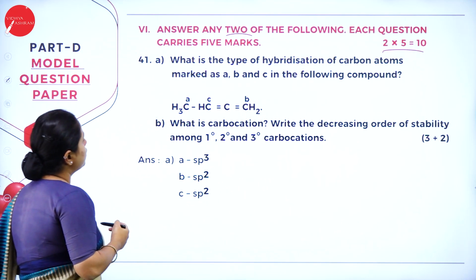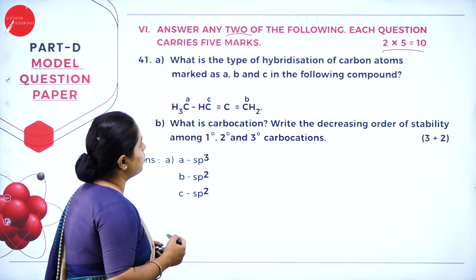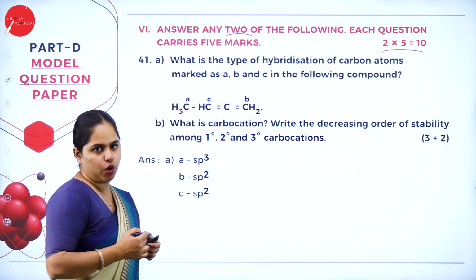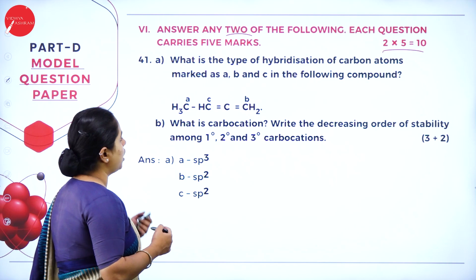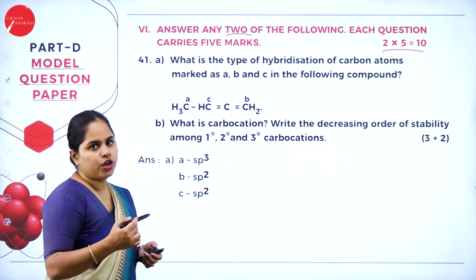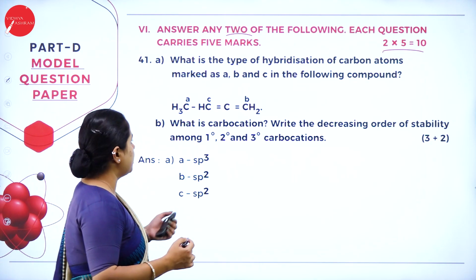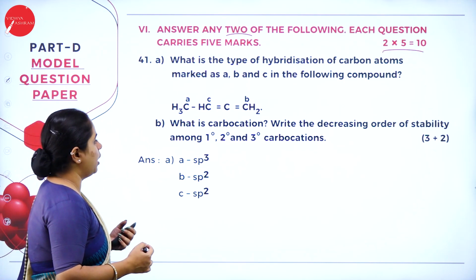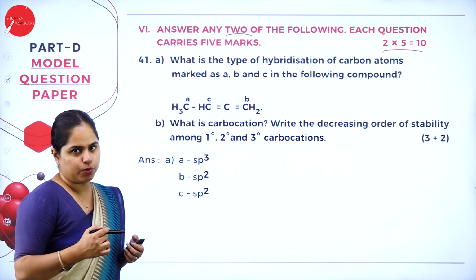Right, so let's begin with the first question, 41. What is the type of hybridization of carbon atoms marked as A, B and C in the following compound? So the compound is given to you, carbon atoms are marked A, B and C. You have to calculate the hybridization. Second part, what is carbocation? And write the decreasing order of stability among primary, secondary and tertiary carbocations.